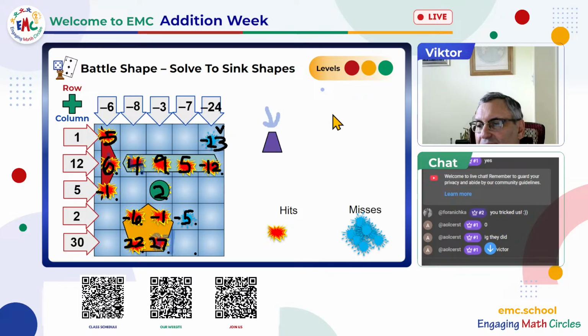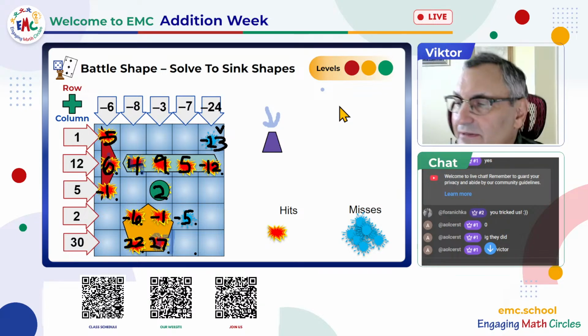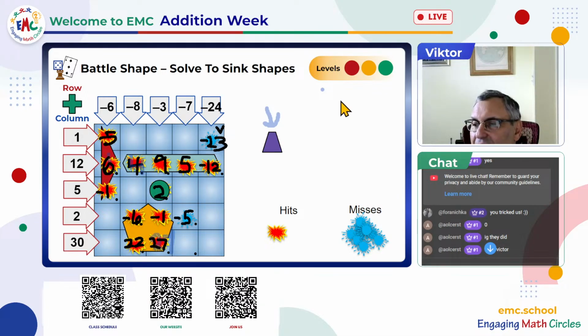We've only missed twice today, Victor. Wow, that is very unlikely. Incredible. That's a very good result. This is the best result ever. I think this is the best I've ever seen any group of players do for Battle Shape. Okay, so we have one shape left to sink.